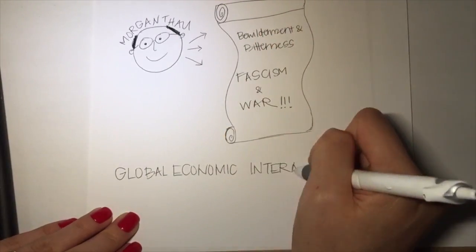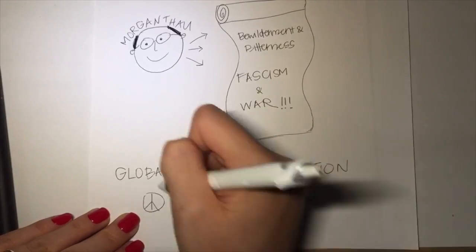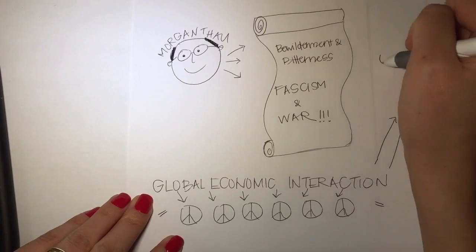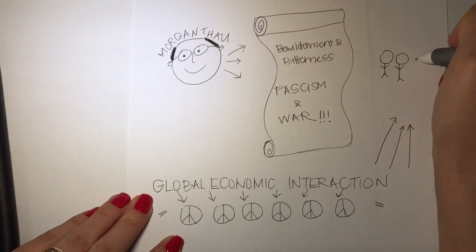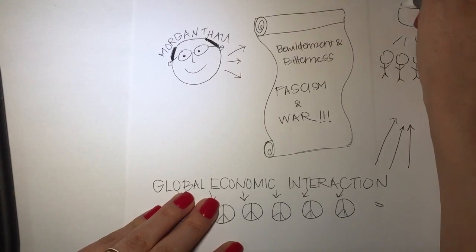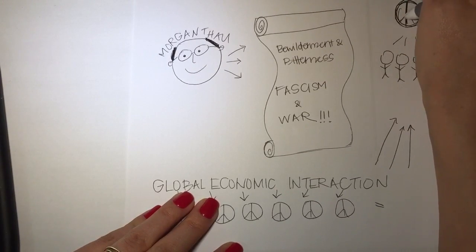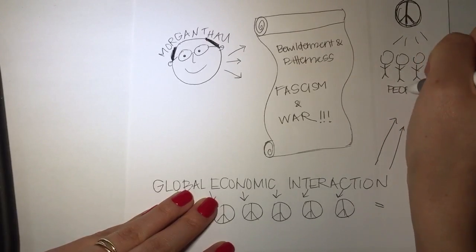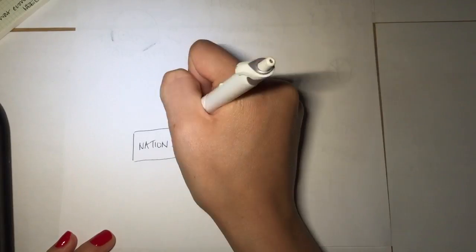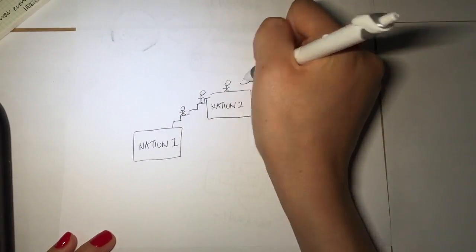Proponents of the new institutions felt that global economic interaction was necessary to maintain international peace and security. The institutions would facilitate, in Morgenthau's words, the creation of a dynamic world community in which the peoples of every nation will be able to realize their potentialities in peace. Hence, the Bretton Woods institutions were created to ease the gaps in development between nations.